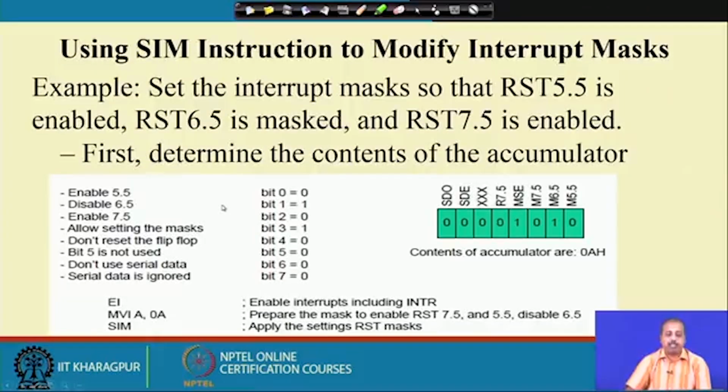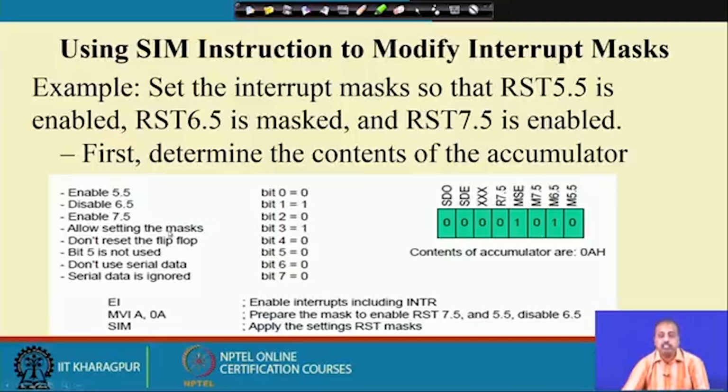So, we take an example. Suppose we want to set the interrupt masks so that 5.5 is enabled, 6.5 is masked off, and 7.5 is also enabled. For that purpose, we first have to identify the content of the accumulator. So, we want to enable 5.5, so bit 0 should be equal to 0. We want to disable 6.5, so bit 1 should be equal to 1. We want to enable RST 7.5, so bit 2 will be equal to 0.